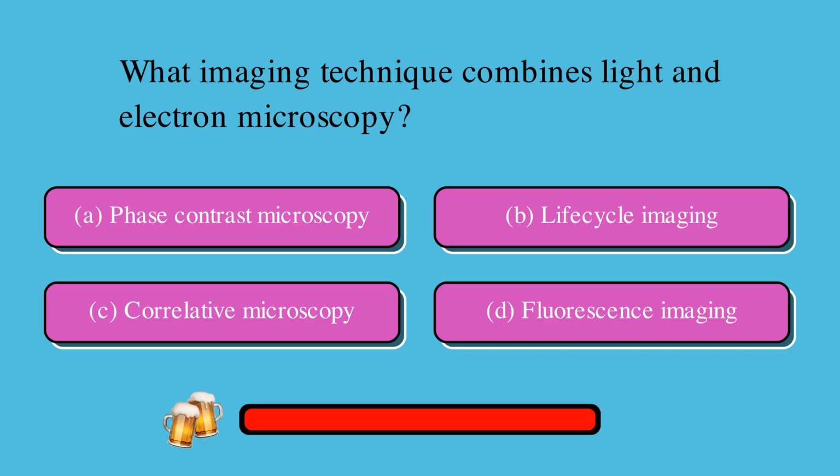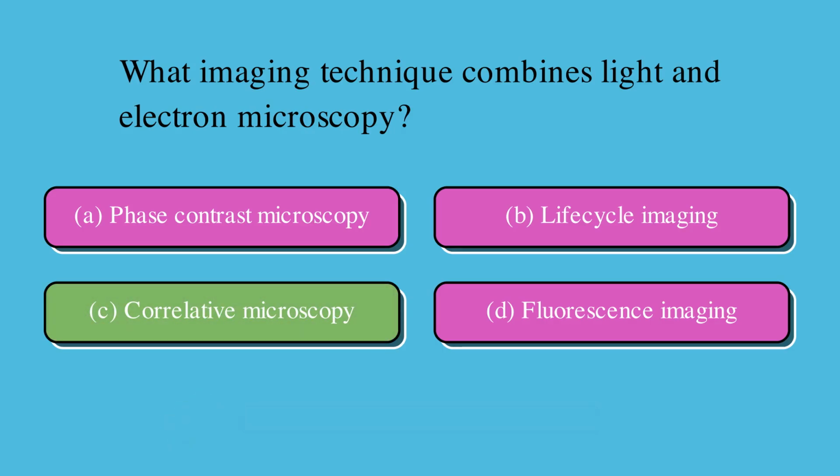What imaging technique combines light and electron microscopy? Is it A, phase contrast microscopy, B, life cycle imaging, C, correlative microscopy, or D, fluorescence imaging? The correct answer is C, correlative microscopy.